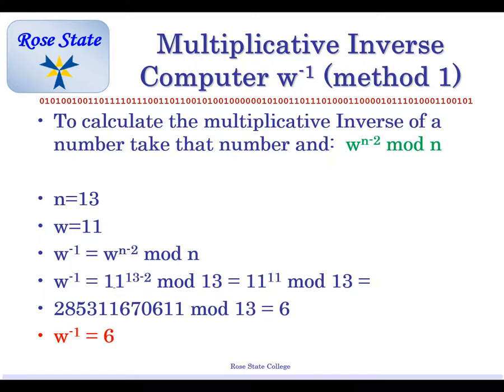So we just plug them in. W is 11. N is 13. So 11 raised to the 13 minus 2 mod 13. So 11 to the 11 mod 13. Easy enough? You can do it on a calculator. It comes out to 2853116700611 mod 13. And the remainder of that is 6. That's one way. You can use your calculators.